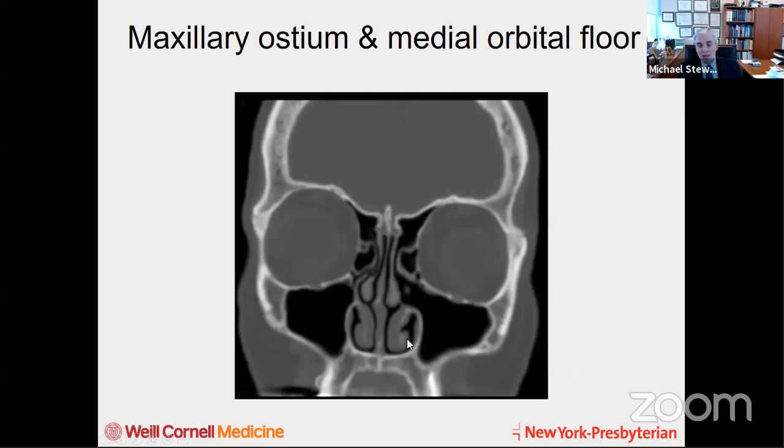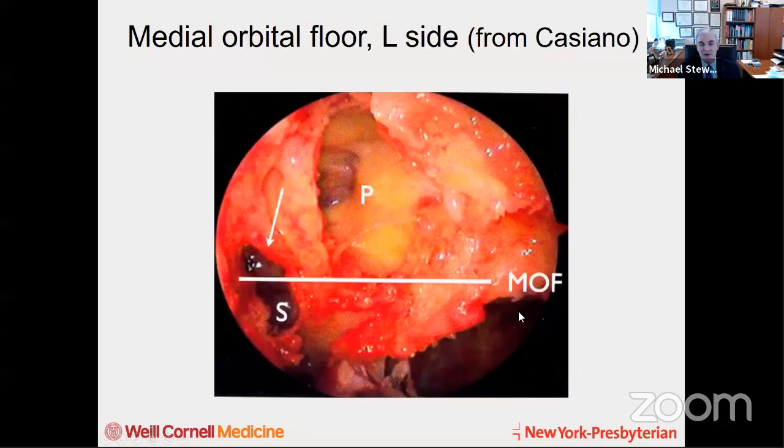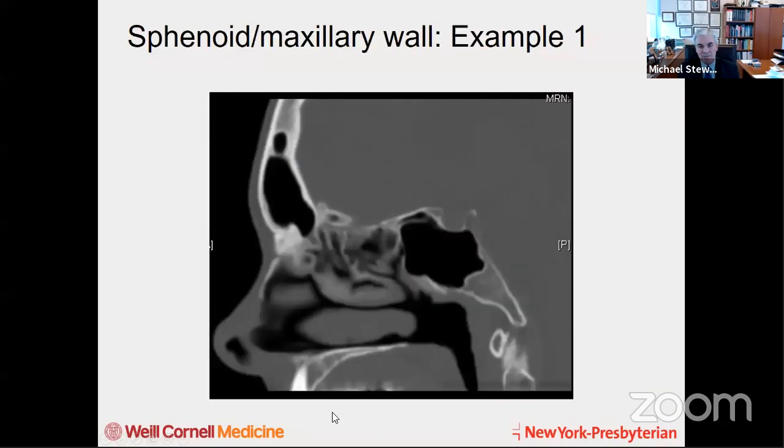This is extremely helpful because I'm going to go back to this picture here. If you identify the maxillary ostia and then look at a vertical plane in the same, that tells you your lamina papyracea. You should not be operating in the ethmoid lateral to the level of the maxillary ostia. That keeps you out of trouble.